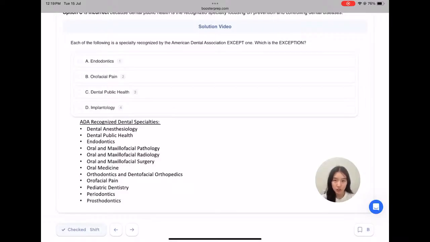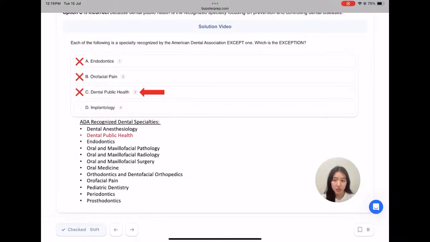So if we take a look at the following options, we'll start with option A, which reads endodontics, and we do see it down here in the list, which means that this answer is incorrect as it is an ADA recognized dental specialty. The same goes for option B, which is oral facial pain. It is recognized by the ADA, so this answer is also incorrect. Option C reads dental public health, and we know that this answer is also incorrect as we can see here that it is one of the specialties.